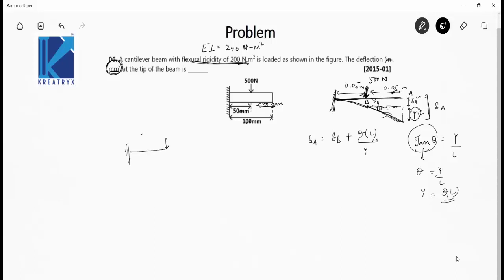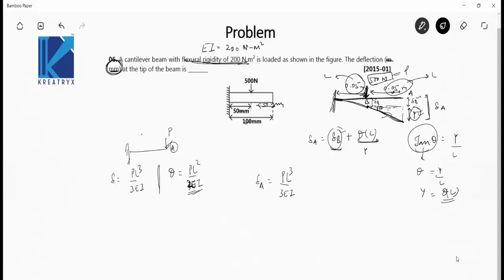Now we know the values of the deflection when a point load is acting at the free end. Suppose a point load P is acting, the deflection at point A will be PL cubed by 3EI, and the slope is equal to PL squared by 2EI, sorry, 2EI. We know these formulas. So at point B, due to the 500 Newton load, delta A is equal to delta B plus theta into L. Delta B will be equal to PL cubed by 3EI. What is P here? P is 500 Newton. Let 0.05 meter be L. So this will also be L. So plus theta, PL squared by 2EI, into L.